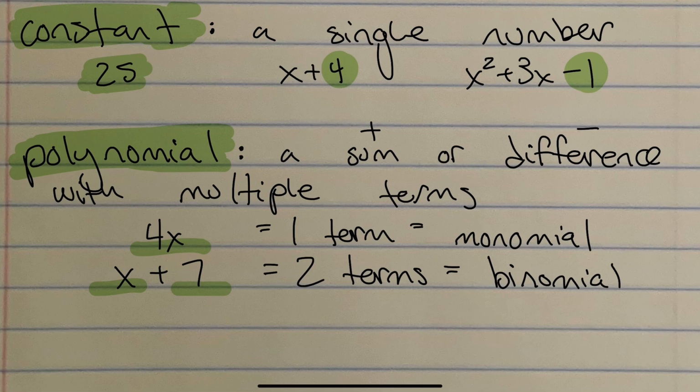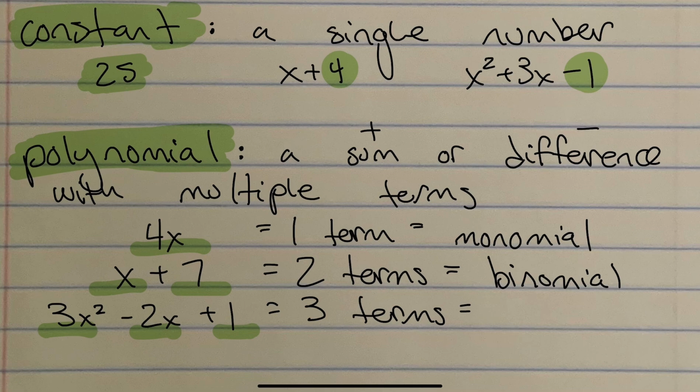Okay, well, let's go even further. Let's say we have something like this. I see a minus and a plus here, so that means that I have 1, 2, 3 terms here. 3 terms. Each one is separated by that plus or minus. If we have 3 terms, that will be a trinomial.